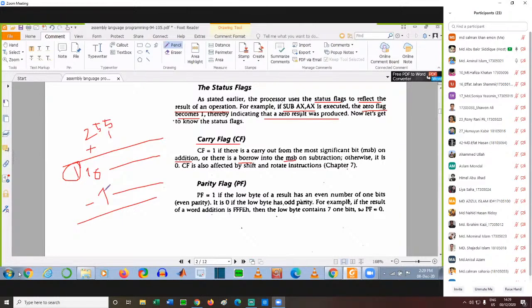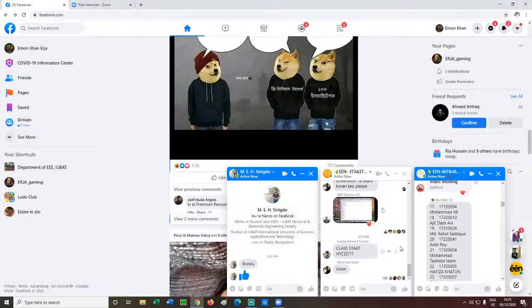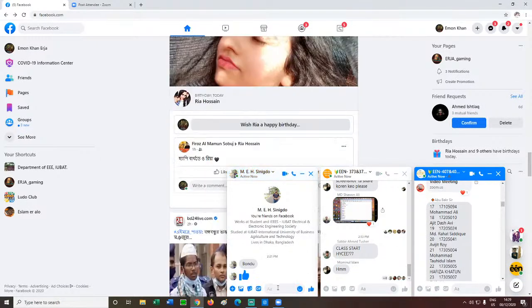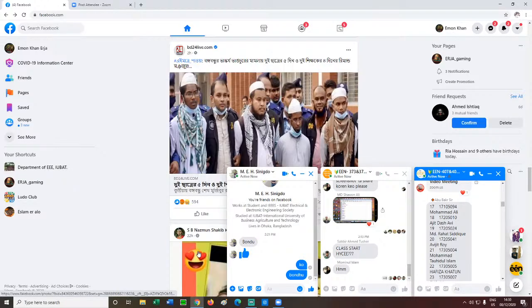So when you subtract a bigger number from a smaller number, you will get a borrow, and in that case the value of CF will become 1. There are two conditions when the carry flag becomes 1. First, when you add, if you get a carry from the most significant bit, the MSB. In addition you get a carry from the MSB, and in subtraction you get a borrow from the MSB. In these two conditions the carry flag will become 1, and for other conditions it will remain 0.